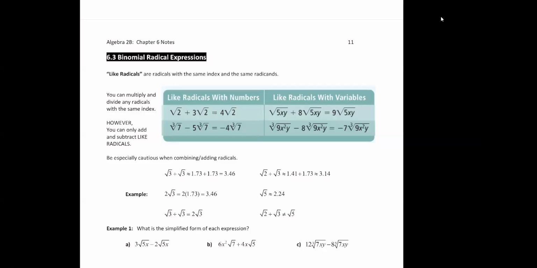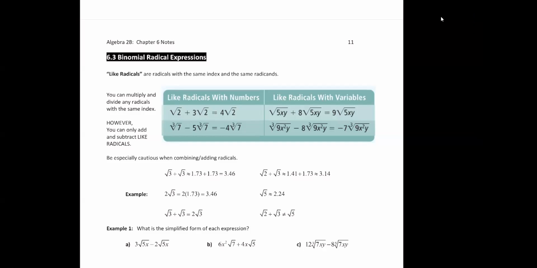Okay, so we're going to be looking at 6-3 binomial radical expressions. If you remember, a binomial is basically an expression with two pieces. So a lot of what we're looking at today is going to have two pieces, but to start, a lot of what we're going to look at is really just adding and subtracting radical expressions, since we haven't done that yet, which is kind of weird. I feel like it's weird that the book does multiplication and division before addition and subtraction, but it is what it is.